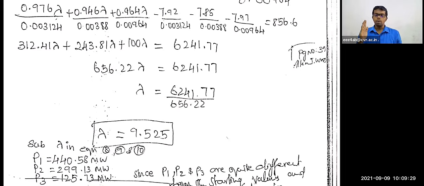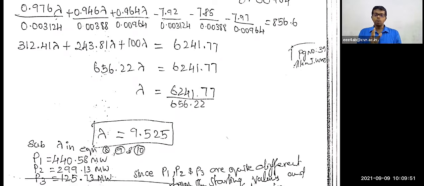Or otherwise, if it is deviating heavily, say for example, instead of 440 megawatt it is coming like 470 megawatt, instead of 300 megawatt it is coming like 350 megawatt, instead of 125 megawatt it is coming like 100 megawatt. So the deviation is very large.